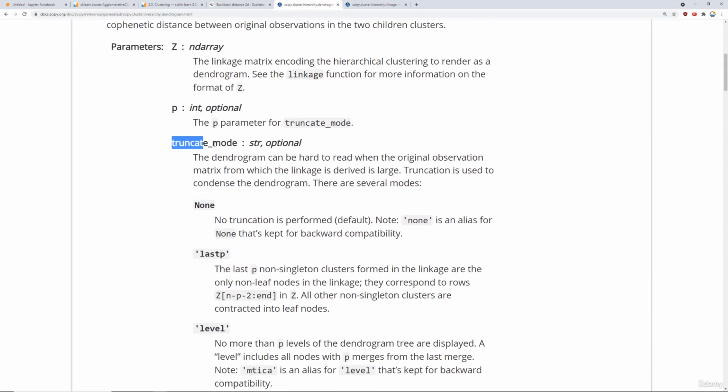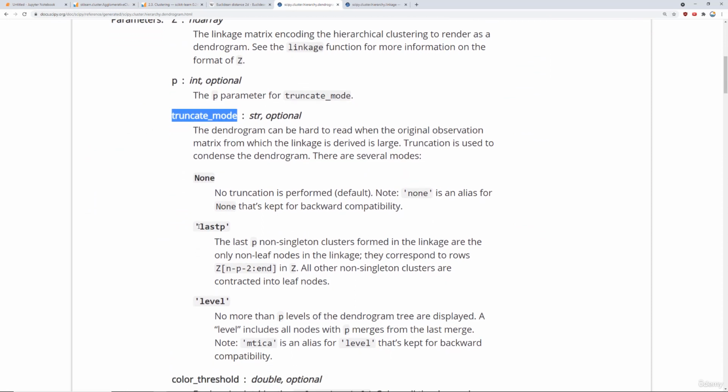If you come back to scipy.cluster.dendrogram, you'll notice there is a truncation mode called the truncate_mode parameter. You can call last p or level. It's up to you however you want to think about it, but it is something you can add in. So you can say last p and then add in a p hyperparameter, which is going to prematurely cut off that dendrogram. The easiest way to understand it is to just play around with it. You can also say level, and then no more than p levels of the dendrogram are displayed.